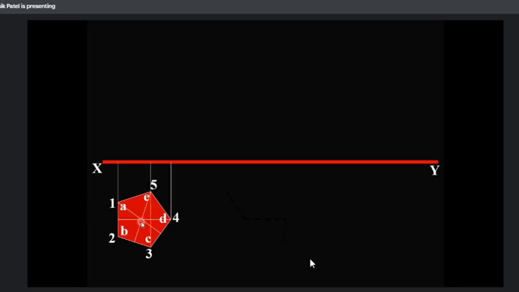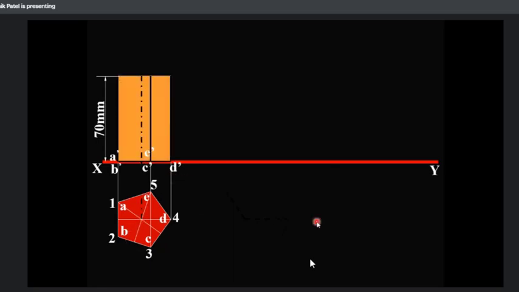What is the axis length? 70 mm. So what will you do? From the axis point, you will draw one center line and take a distance of 70 mm from the XY line. So here I will draw the 70 mm distance, and then draw the elevations part. Clear?